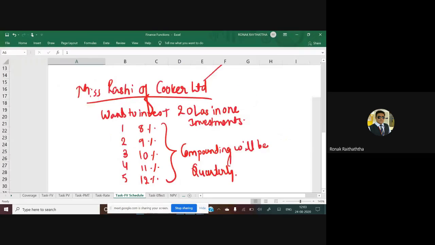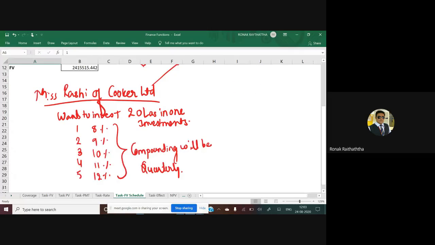This is my question. So Miss Rashi of Cooker Limited wants to invest 20 lakhs rupees in one slot. Just now, her expectations of the rate of return over 5 years is 8, 9, 10, 11, 12. Good. Compounding will be quarterly. Try to understand. So how the FV schedule you are going to prepare? Who will tell me? I hope you have understood my question well.